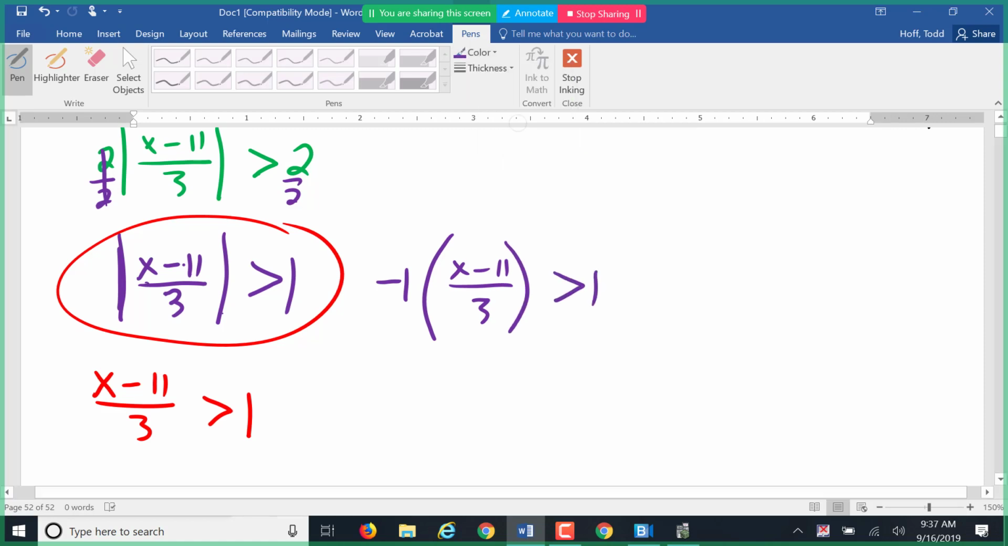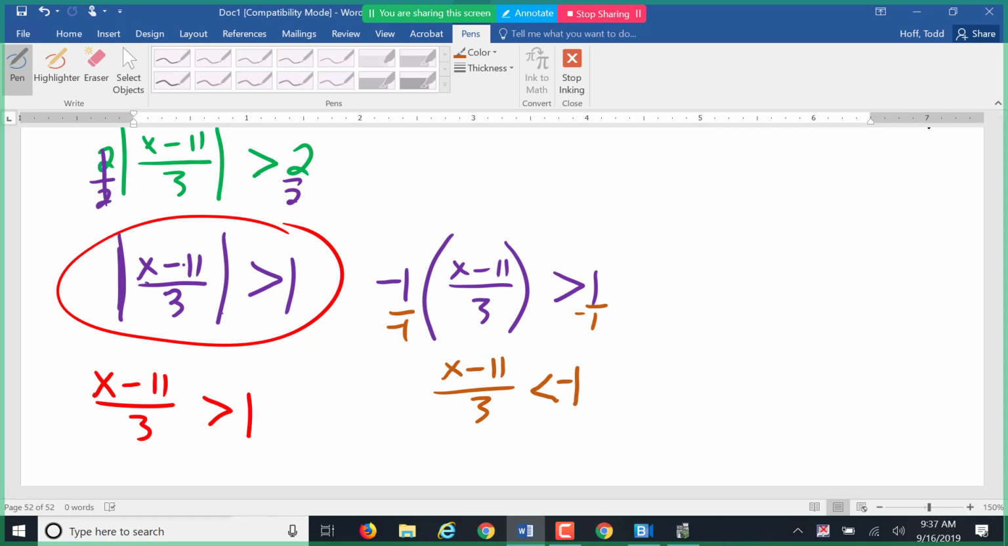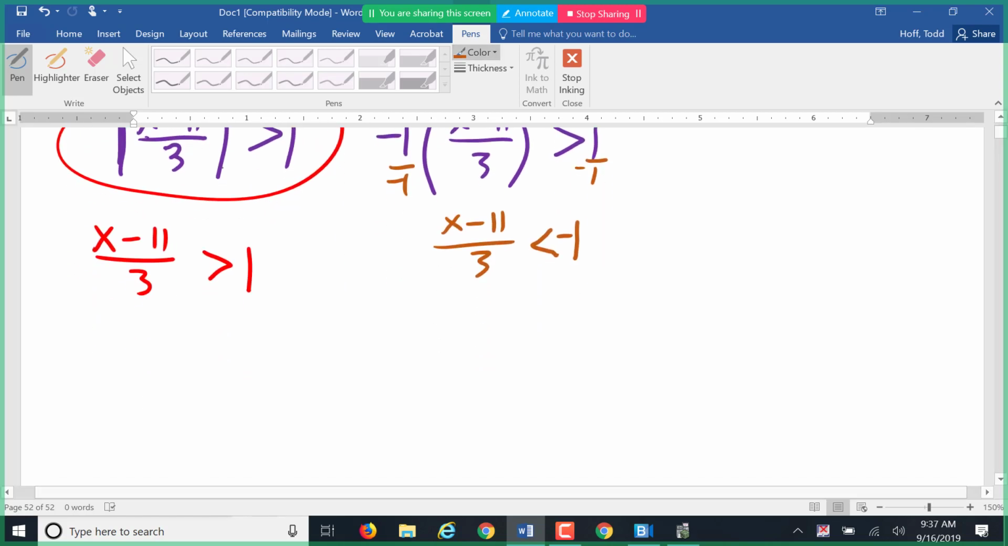And it's probably simpler for us to work with that if we divide by the -1 first. And remember, when we divide by a negative, we flip that inequality symbol. If we multiply or divide by a negative, that inequality symbol has to flip. So now we're going to solve each of those two separate inequalities. The one on the left over here, we're going to multiply by 3. So x minus 11 is greater than 3.